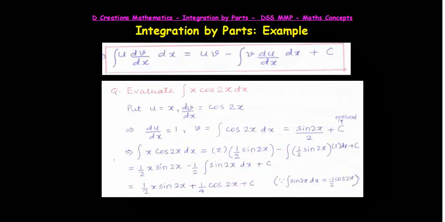So the first term will come down as it is. The second term, integral of sin 2x, we need to find out. That will give us minus cos 2x upon 2. When you multiply it by minus half, you will get plus 1 by 4 cos 2x plus c. So your answer for integral of x cos 2x dx is x by 2 sin 2x plus cos 2x by 4 plus c, or in other words, half of x sin 2x plus 1 by 4 cos 2x plus c. Thank you.